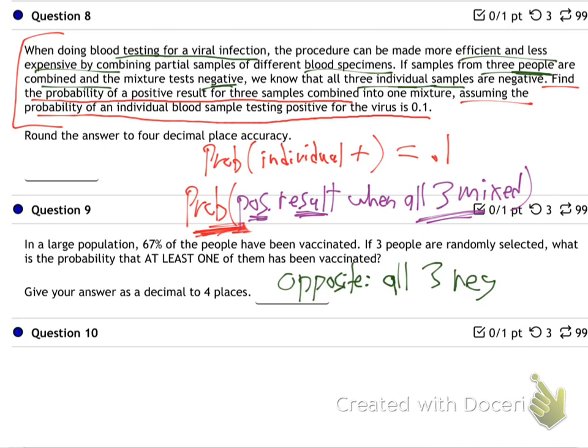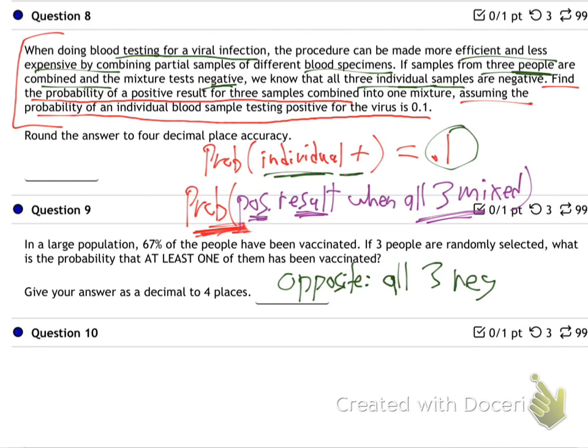So what's the chance that all three are negative? 0.729. Right? How are you getting that? The 9% or 90%. Yeah, because this is 0.1. It's the probability that an individual test is positive.